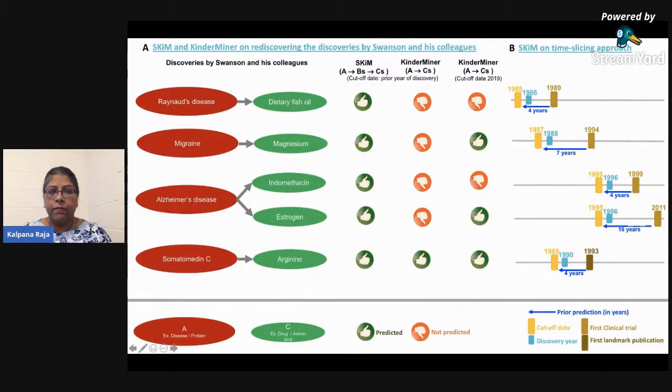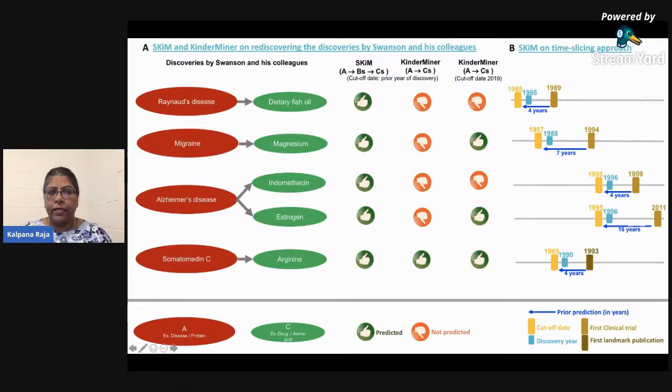Any LBD system is commonly evaluated on two approaches. The first one is to rediscover the discoveries made by Swanson and his colleagues. The second one is a time slicing approach. So we also evaluated SKiM on both the evaluation approaches that are commonly in use already. In addition, we also compared SKiM with KinderMiner.